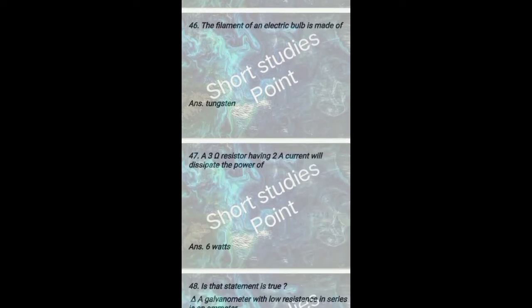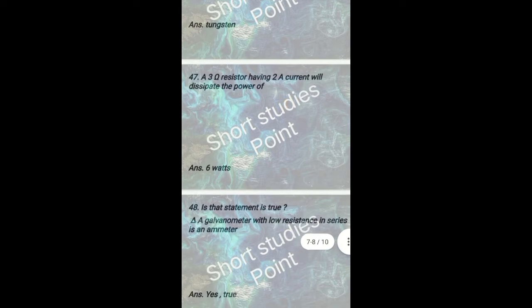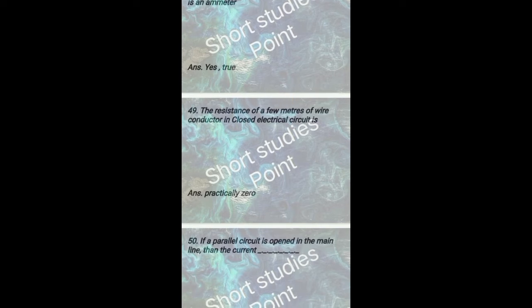Question: A 3 ohm resistor having 2 ampere current will dissipate the power of? Answer: 6 watt. Question: Is this statement true? A galvanometer with low resistance in series is an ammeter. Answer: Yes, it's true. Question: The resistance of a few meters of wire conductor in a closed electrical circuit is?